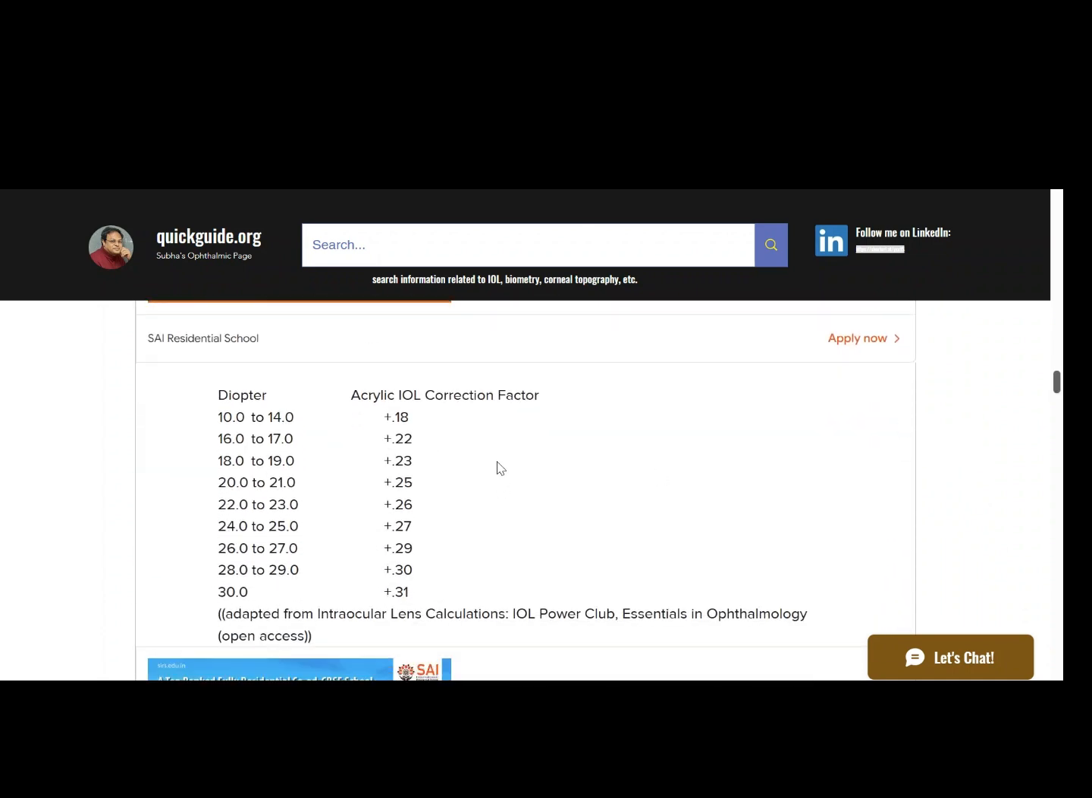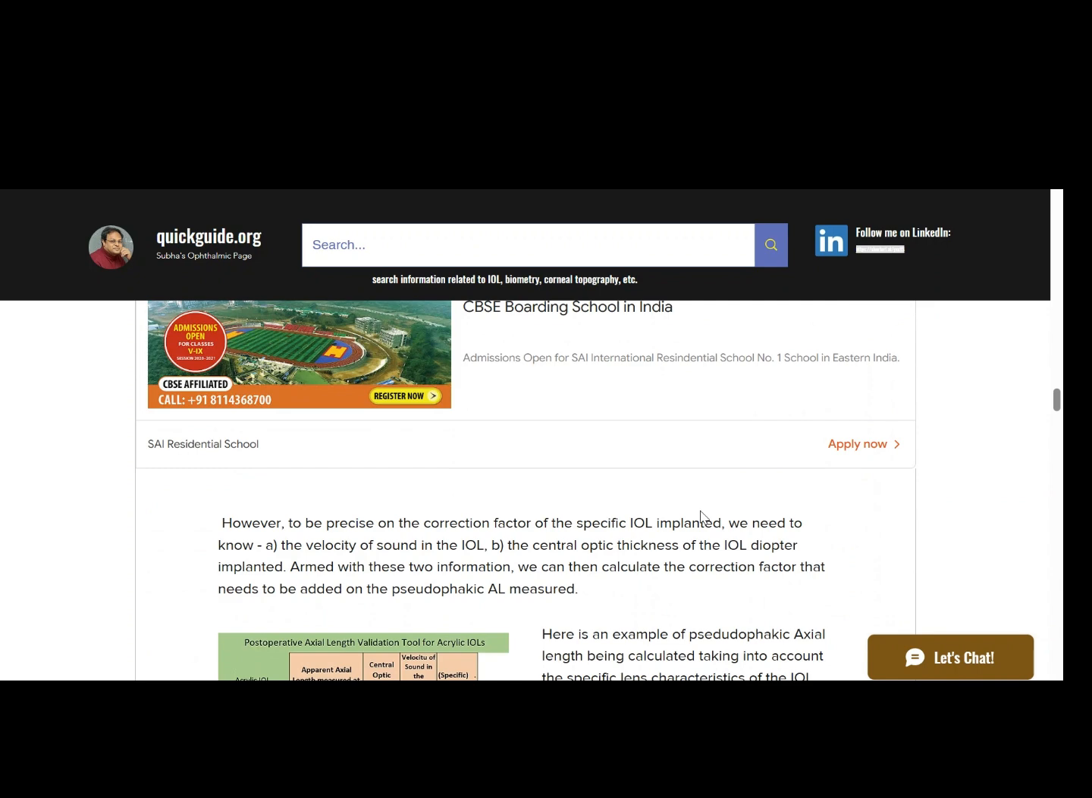Now, you have to add a correction factor because when you're doing postoperative biometry, you already have the lens, and if you have the acrylic lens, this is your correction factor. Say for example, in postoperative biometry, you have got 22 millimeters of axial length, then to match it with the preoperative biometry, if it is a 22 to 23 diopter lens, you have to add 0.26 to the axial length that you got from the postoperative biometry. That you need to remember.